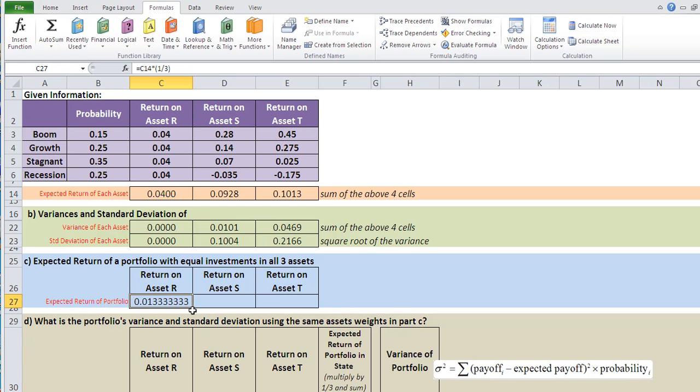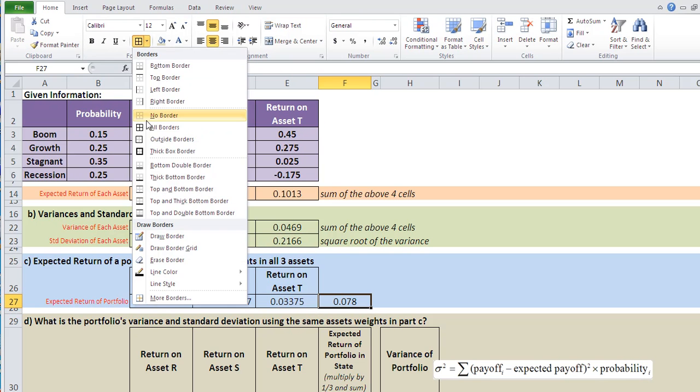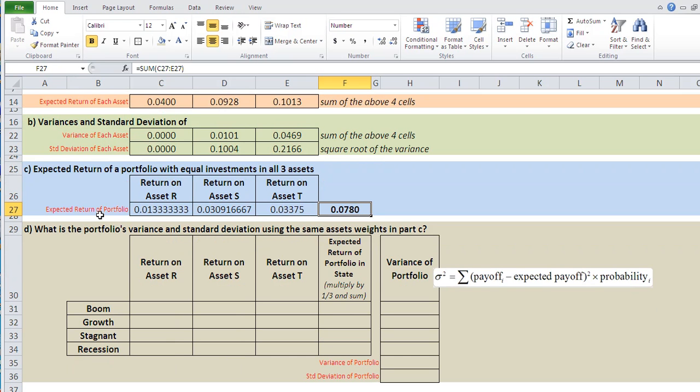And I'll go ahead and copy that across. And then we'll sum that together. Add all that up, these three, and hit enter. So here is our expected return on our portfolio. I don't think I have a box around that, but it should be right here. And we're going to need that to complete the next part. So I'm going to add one more decimal place. Okay, so the expected return for the entire portfolio is 7.8%.